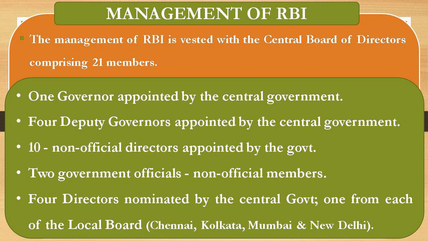Okay, so we can simply say the RBI board is a body comprising officials from the central bank and the government of India, including officials nominated by the government. That is, the board consists of official directors who include, please note, the governor and up to 4 deputy governors. And non-official directors who include up to 10 directors from various fields and 2 government officials represent the government's interest. Okay. And 1 director from each of 4 local boards of the RBI. That is, we have discussed. And the total members is 21 currently.